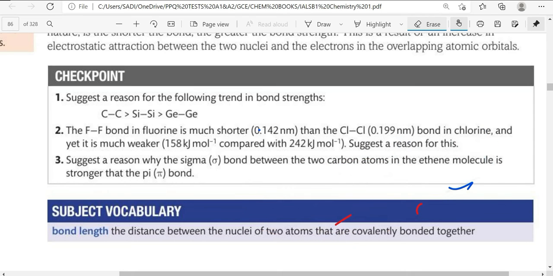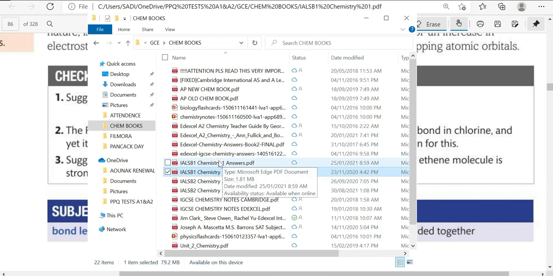Moving on to the second part. Question number 2. It says the fluorine-fluorine bond in fluorine is much shorter than the chlorine-chlorine bond in chlorine, and yet it is much weaker compared with the energies. If you can see 158 and 242. Suggest a reason for this. So what can be the reason for this one now? I want you to think for a while and get a reason for that.